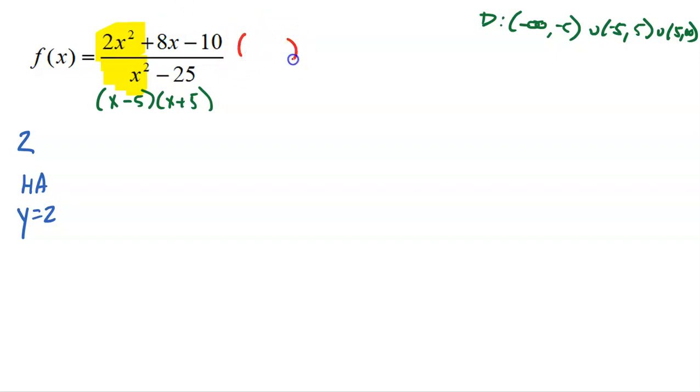So let me see if I could factor this numerator here. I actually already factored the denominator, so I'll do that first, I guess. x minus 5 and x plus 5. And let's see here. I get a 2x, I get an x. Let's see here. What's going to be left?